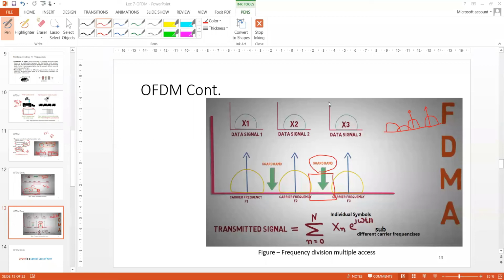Sorry, I missed a question. Someone asked whether Wi-Fi uses FDMA. No, Wi-Fi uses direct sequence spread spectrum, and it uses orthogonal frequency division multiplexing. We'll be discussing it when we talk about Wi-Fi. So it actually uses direct sequence spread spectrum, and it uses orthogonal frequency division.